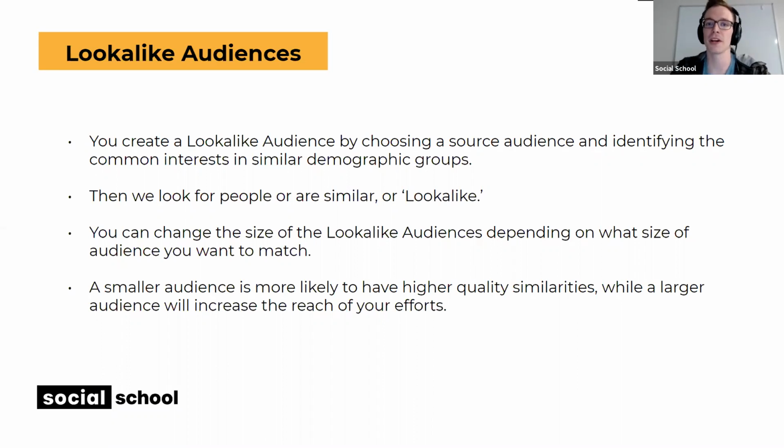So we can create a lookalike audience by choosing a source audience and then identifying the common interests in similar demographic groups. Then we look for people who are similar, like a lookalike, and we go after those people. We can change the size of an audience lookalike. Basically, it allows us to grab the source audience, and then it'll tell us what country we want to make a lookalike off of. And then it'll ask us if we want to create that lookalike at 1% of the country all the way up to 10% of the country.